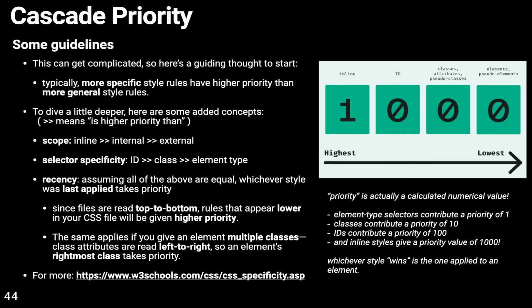IDs contribute a priority of 100, and inline styles give it a priority of 1,000. Whichever style wins is the one applied to an element. So you get your priority by kind of crunching the numbers here. You won't ever have to do that. Just remember the general rules and get comfortable with trial and error. If something is not applying, you now know roughly how to search for what's wrong, right?